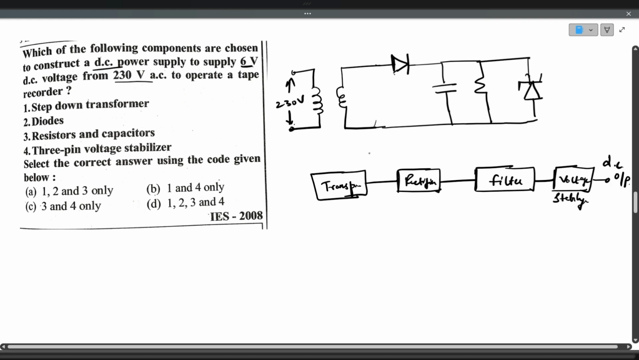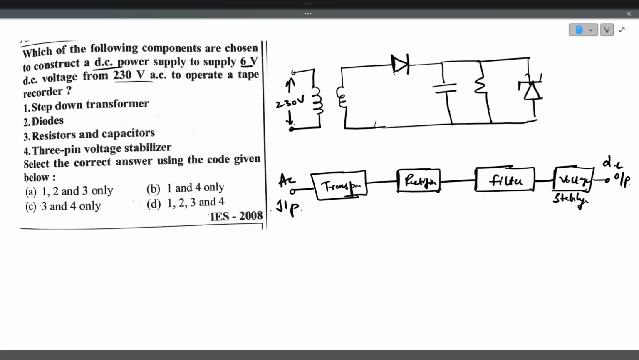Okay, this is AC input. So this is a circuit. So how should it be arranged? First step down, second diodes, that is rectifier, third capacitor and resistor, that is filter, fourth voltage stabilizer. So the answer is option D.